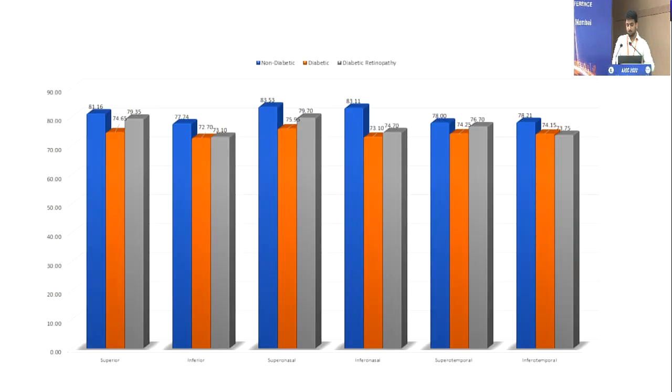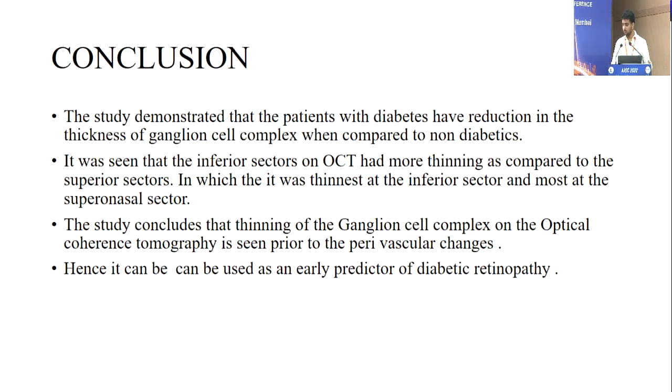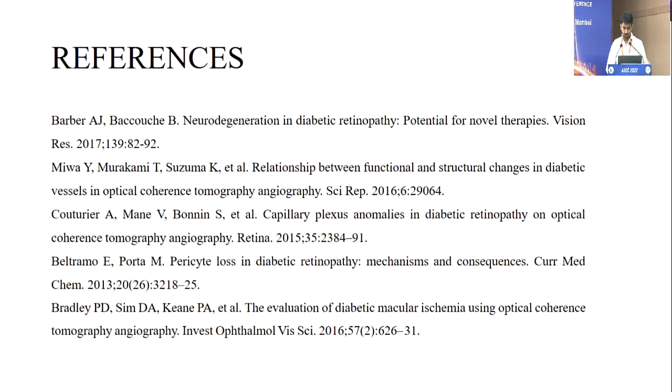Now in this, we compare all three parameters: non-diabetic patients, diabetic patients, and the diabetic retinopathy patients, in which we can see that diabetic patients had comparatively early detection. In cases of diabetes, in the inferonasal quadrant, 73.10 was the reading. And our conclusion was that it was seen that in the inferior sector of the OCT, the thinning was the most, and the superior sector had the most thickening. Thank you.